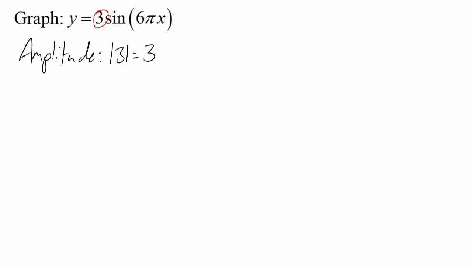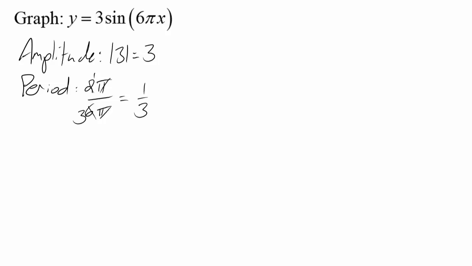Alright, so next, one of the pieces of information we're going to look for is the period of this function. With the period, we're going to be looking at 2 pi over the coefficient of our variable inside the parentheses, so that's our 6 pi. So 2 pi over 6 pi, the pi's are going to go away, and the 2 and the 6 will cancel to leave us with a period of 1/3.